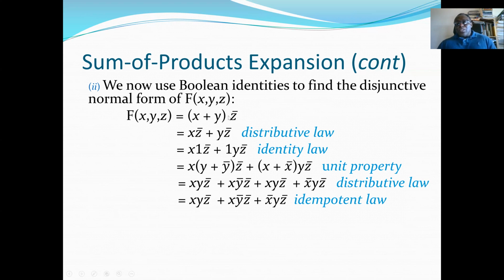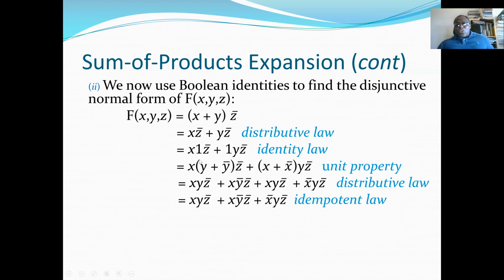So the first thing is, this is why we call it the expansion, sum of product expansion. This expression is given to us, we have to expand it to get sum of product. So you can see that if I have something like this, x plus y, parenthesis, times z invert, the first thing I have to do is the distributive law. I want to open the parenthesis. So I'll get x z invert plus y z invert. Now, when I reach here, I know I'm looking for 3 terms. So we decided to use the identity law, which means we are going to multiply each by 1. So we have x 1 z invert plus 1 y z invert.